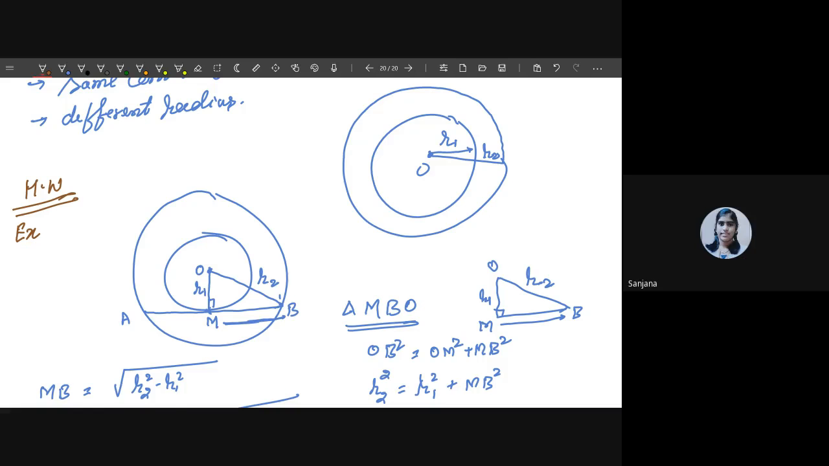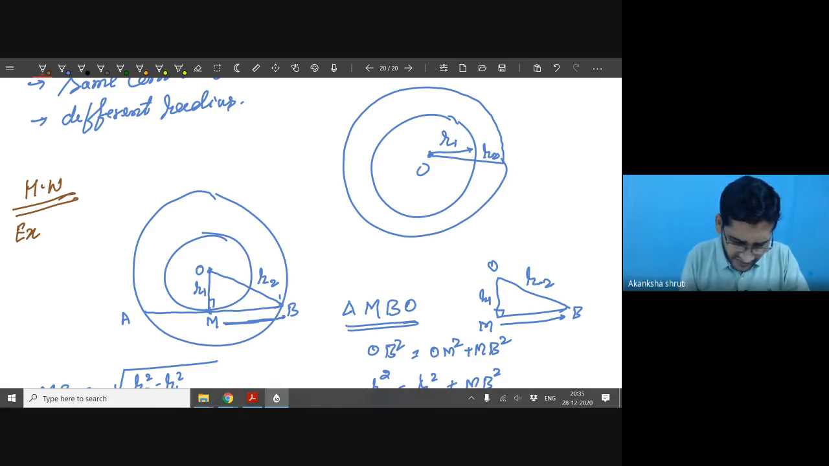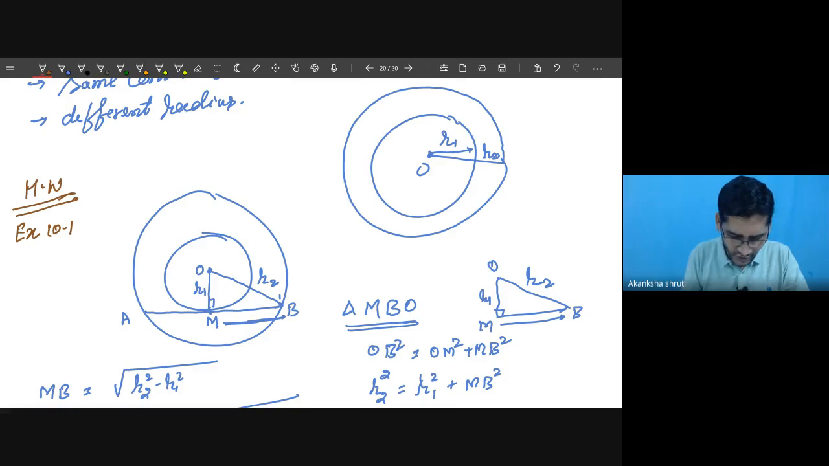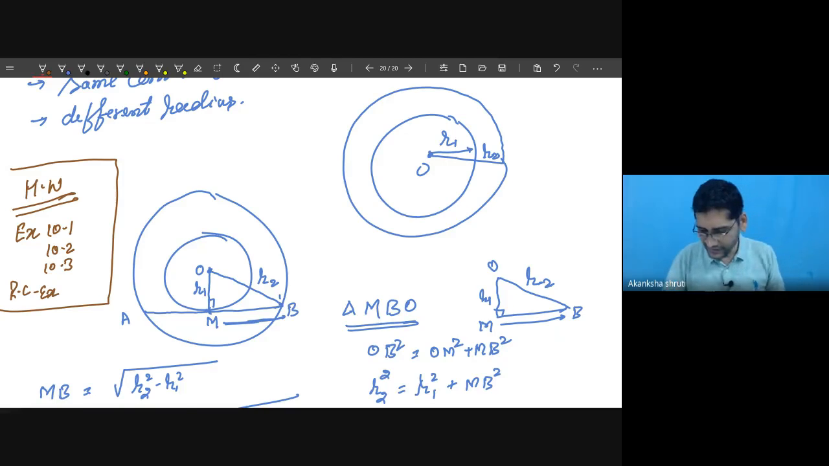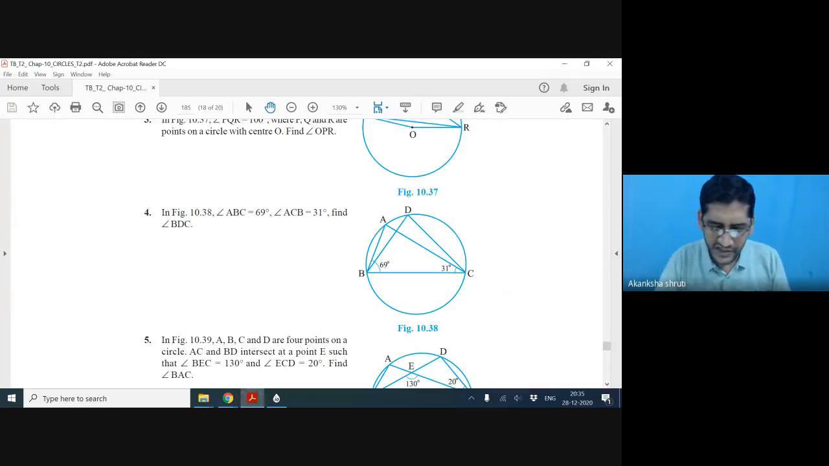Exercise number 10. So Exercise 10.1 you can do, 10.2 you can do, 10.3 you can also do. Excluding the cyclic quadrilateral, you can do all this. So please finish this and try with our RC exercise 1. You can get it. If you have doubt, let me just give you some hint.